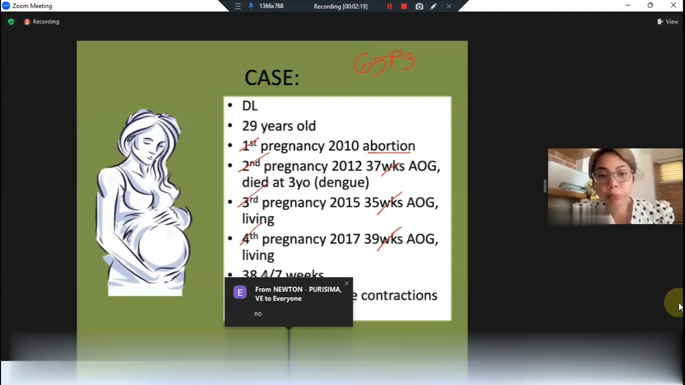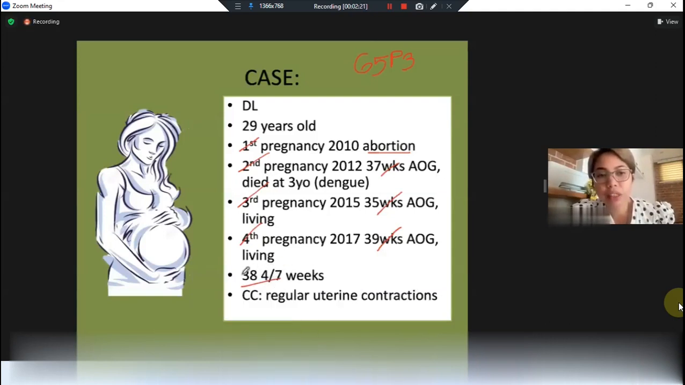Her current pregnancy, even if it's beyond 20 weeks, is not yet delivered, so you do not count it as para. You also do not count the abortion as parity because it has not reached 20 weeks. And her current pregnancy, although it has reached 20 weeks, has not yet been delivered. So we are settled: gravida 5, para 3.